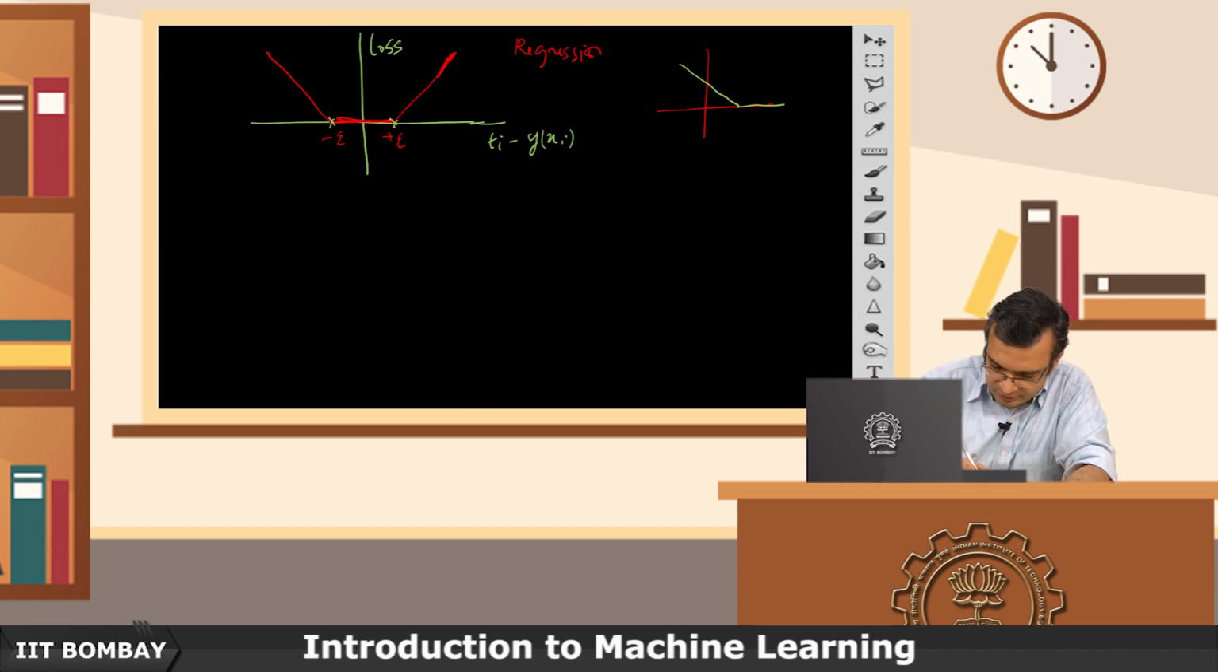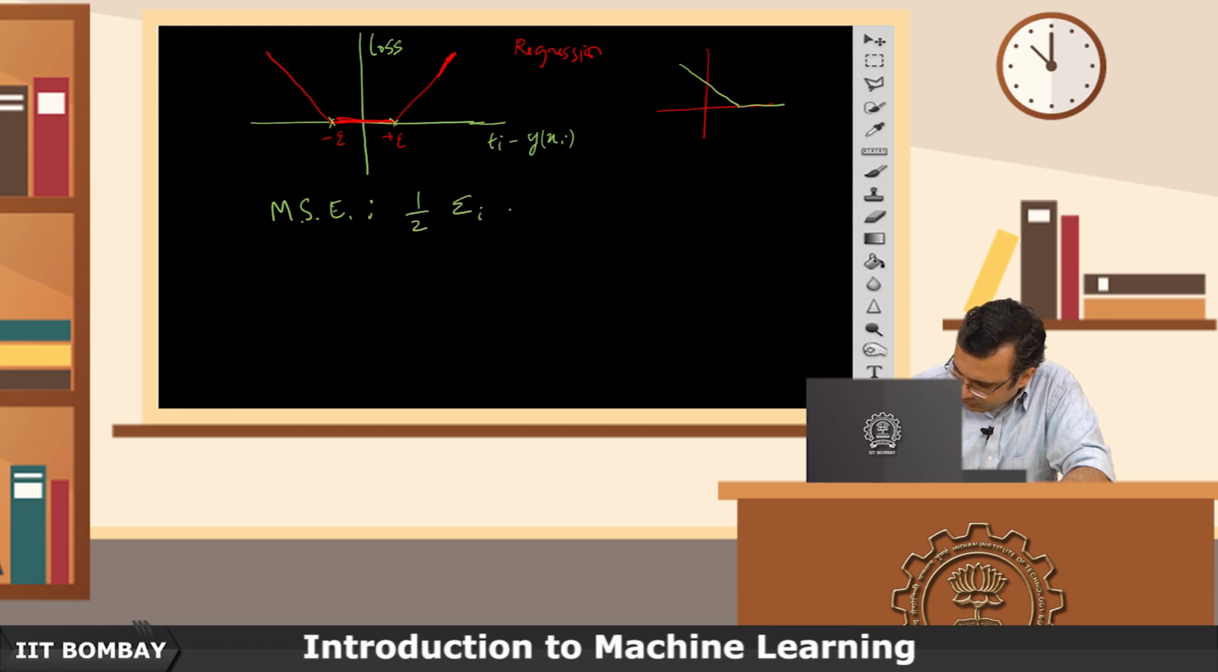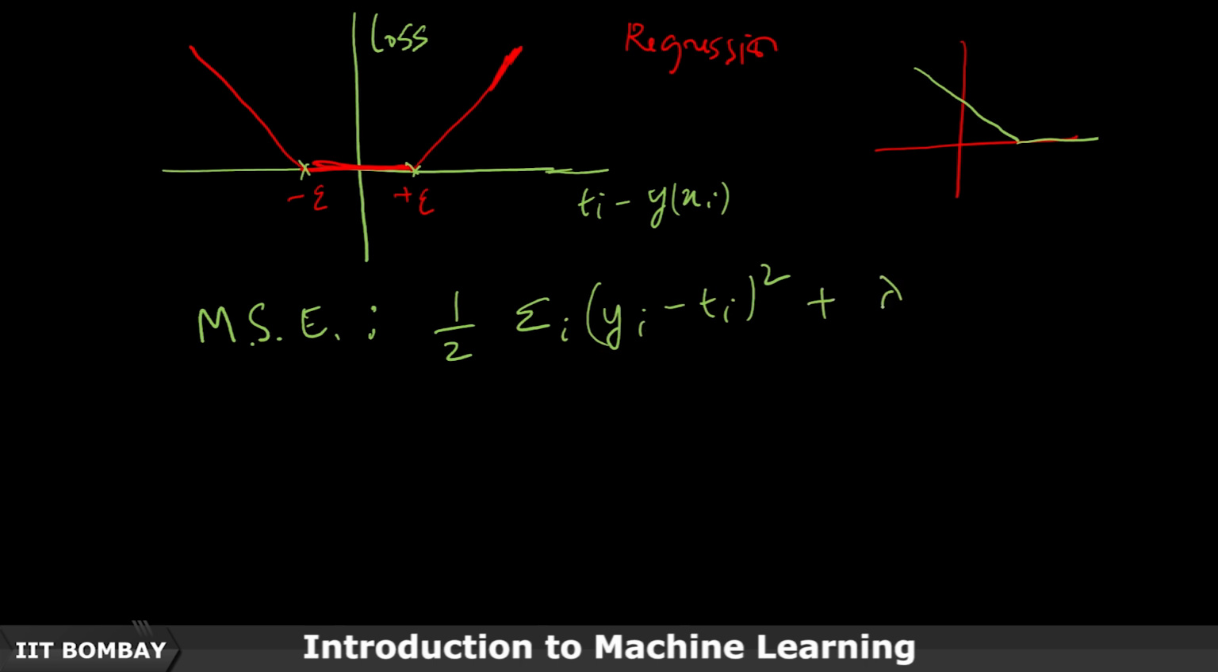So here we will have the mean square error. If we have regular regression, we will have mean square error, right? So mean square error is going to be half of the sum over i of (yi minus ti) whole square, plus some regularization term, lambda times mod w square. So this is mean square error for linear regression.